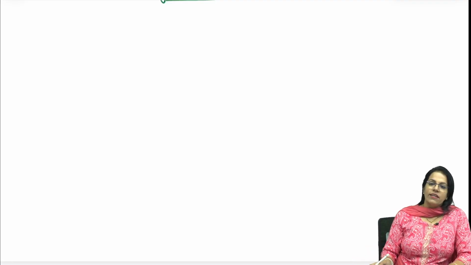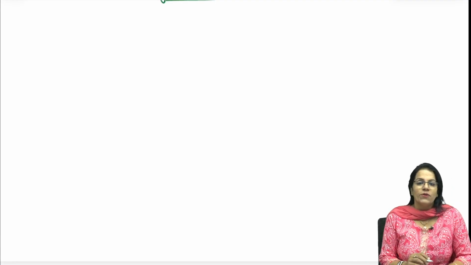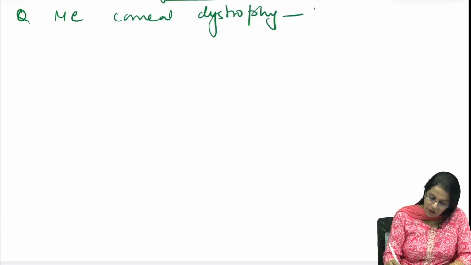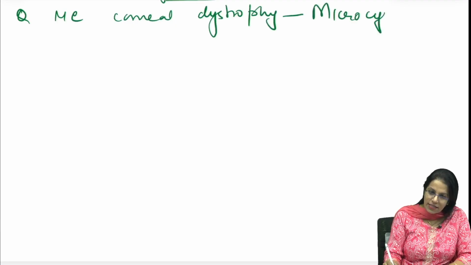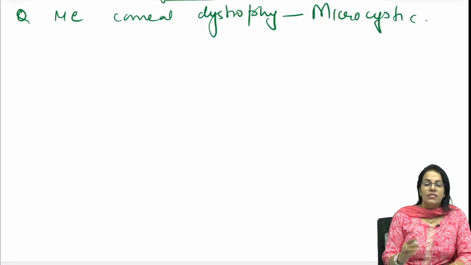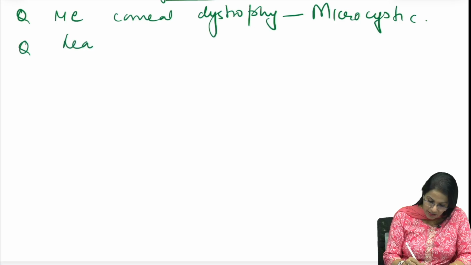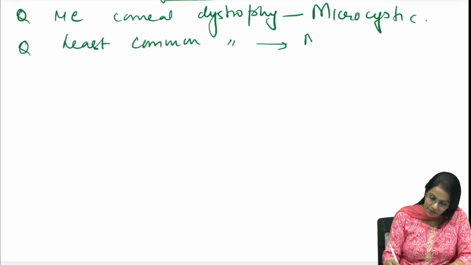Now I will quickly revise the different questions asked under this topic, and then go to the question for granular dystrophy. What is the most common corneal dystrophy overall? Among all the dystrophies named, the most common is microcystic dystrophy, also called fingerprint or map-dot dystrophy. Then they ask what is the least common. These are all your exam questions. The least common corneal dystrophy overall is macular.